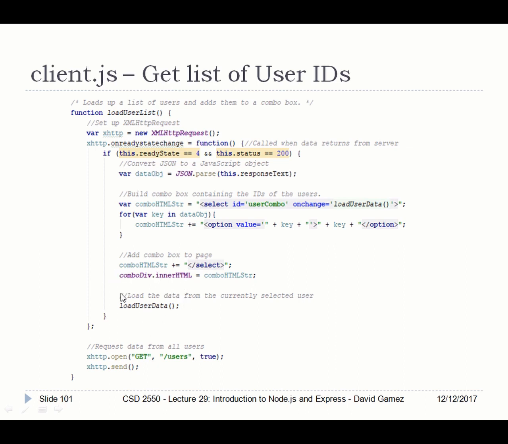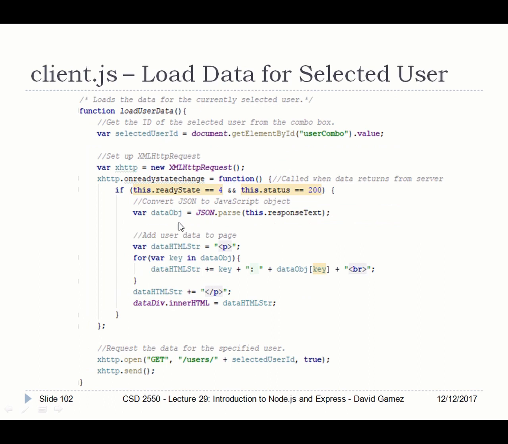The final bit, I'm going to load up the actual data from the selected user. So whenever the combo box changes, it's going to call this function load user data, and then we're going to get out the user ID that's been selected. And then we're going to send another XML HTTP request to the server to request the data for that particular user. In this case, the URL is users / the ID of the selected user. So if I did users, user1 or whatever, it's going to send back the selected user ID. So this is requesting the data for a particular user, and then all it's doing is just loading that data, which comes back in JSON format, into the page.